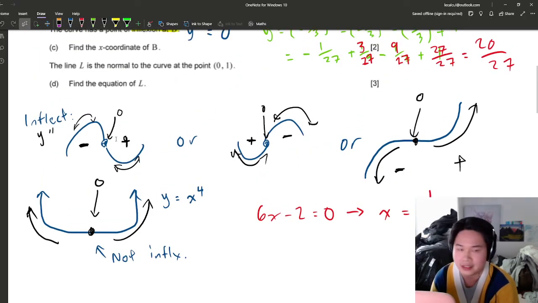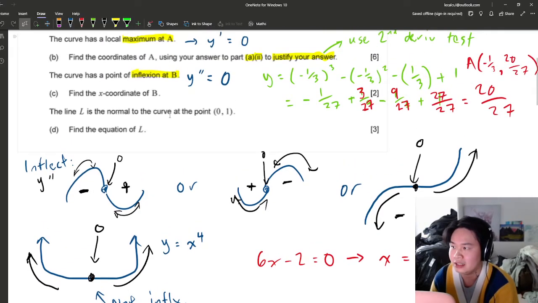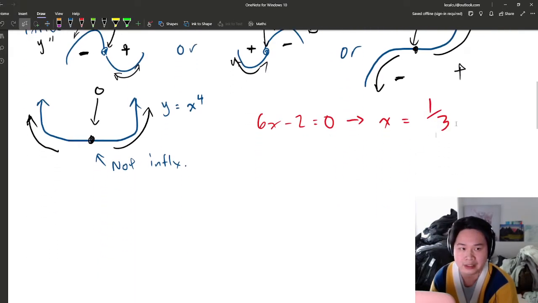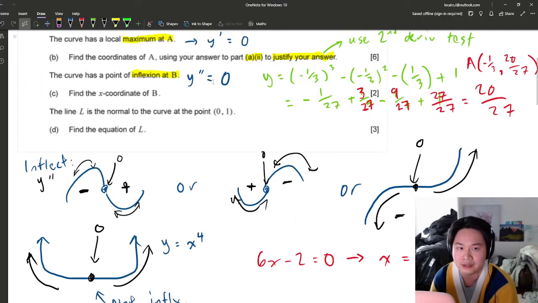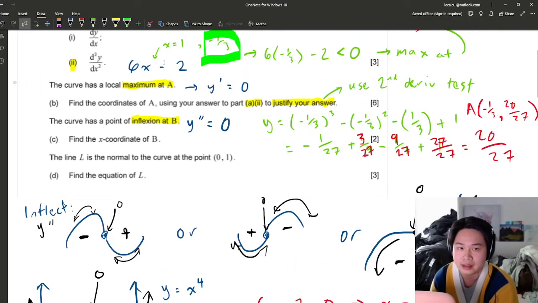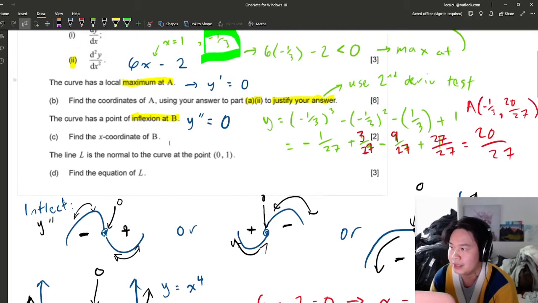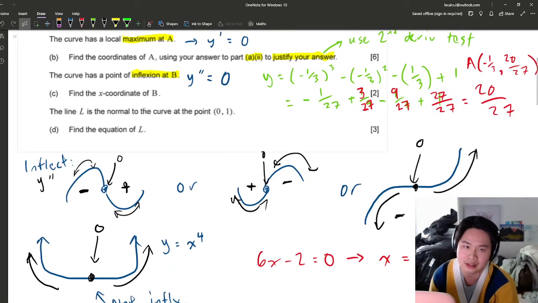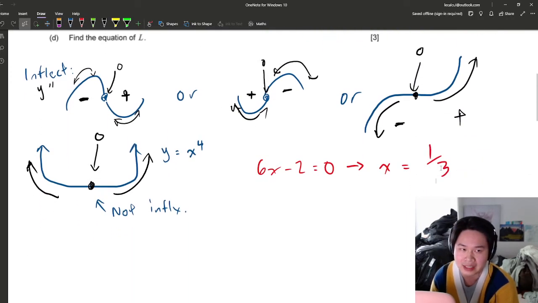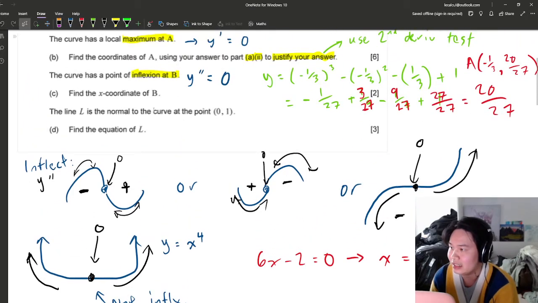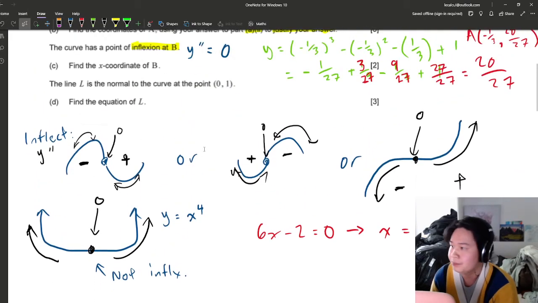If you had to justify, you would take an interval test. You would plug in values of x to the left and to the right of this into the second derivative, and then you would see whether or not it changes signs before and after 1/3. But it tells you it's an inflection, so you don't need to justify it because there's only one answer. Anyways, we found the x coordinate of b.